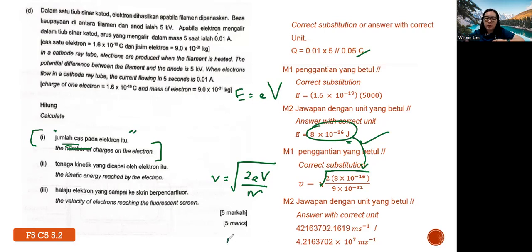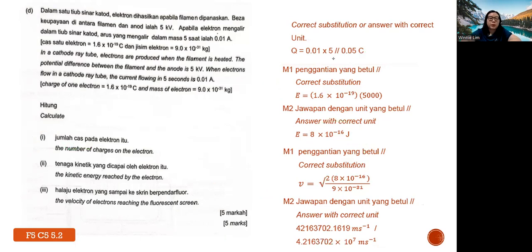So you can leave your answer in this way, 4.21637, or you can write 4.22, 4.216, because 2 to 4 decimal points. So this one is a bit more. Then the unit is meter per second, meter per second. Have to write it because without unit, it is considered wrong.